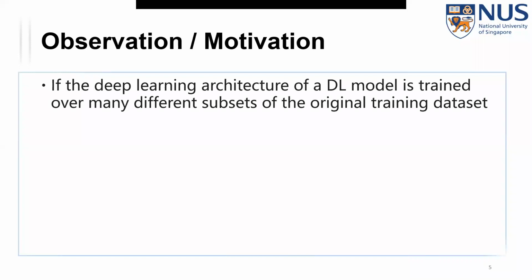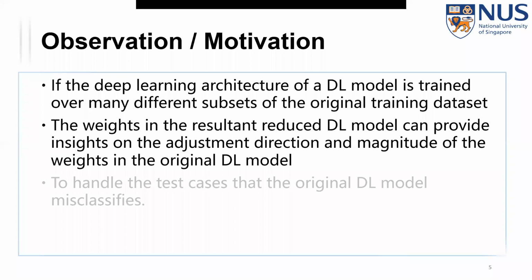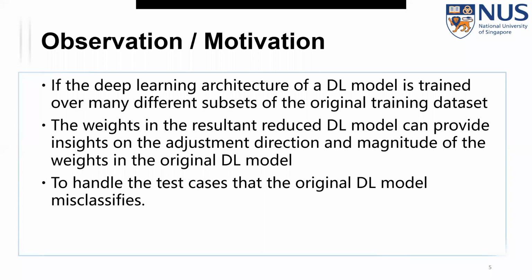So the motivation for that paper is that if a deep learning architecture of a deep learning model is trained over many different subsets of the original training data set, the weights in the resultant DL models can provide insights on the adjustment direction and the magnitude of the weights in the original deep learning model. And these weights can be used to handle the test cases that the original DL model misclassifies.